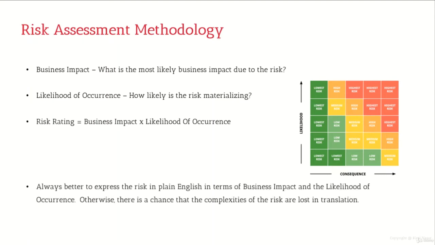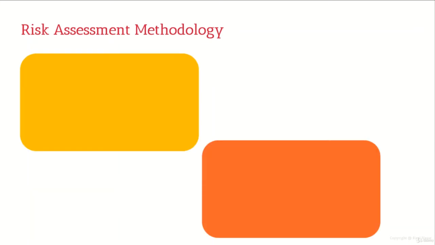Now, it is always a good idea to express the risk in plain English in terms of the actual business impact statement and the likelihood of occurrence statement rather than just providing a risk rating. Otherwise, there is a chance that the underlying complexities of the risk are lost in translation when it is communicated to senior management. Now, let's see what I meant with the help of two risk scenarios.